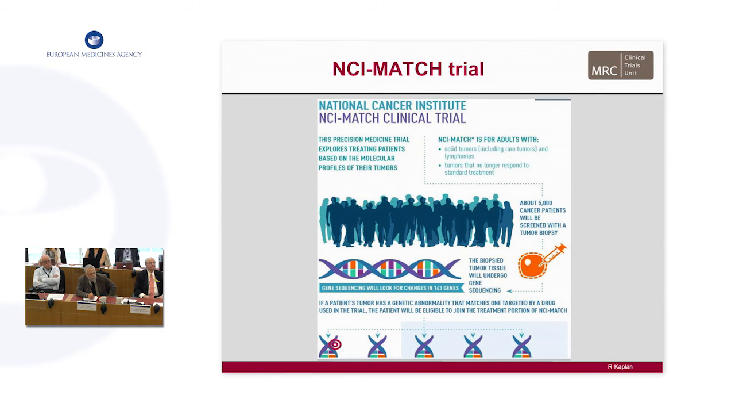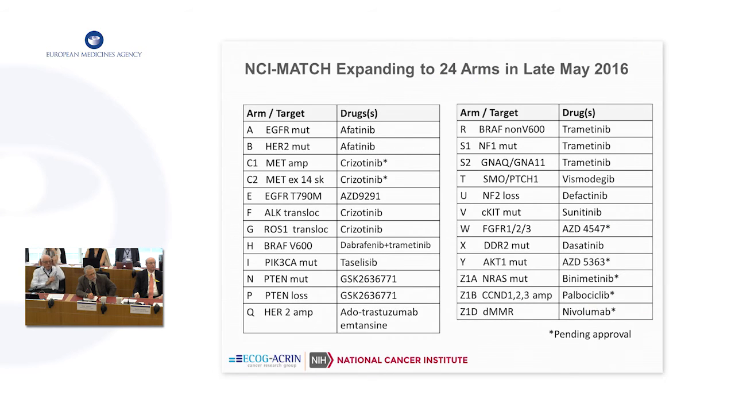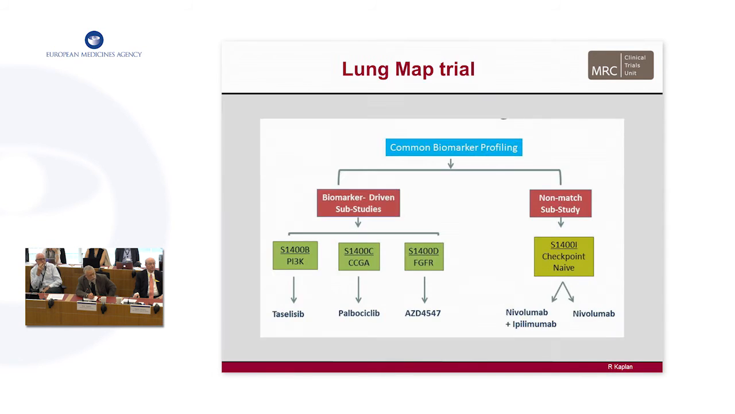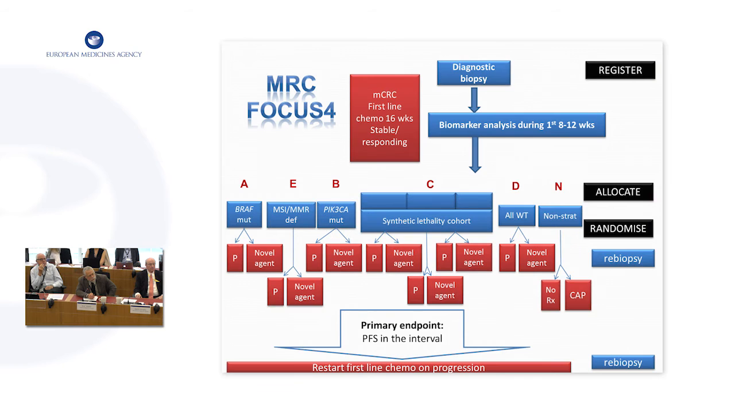You all know all these things, the NCI MATCH trial with 24 arms currently open, I think. In the UK, there's the Lung Matrix trial with about 20 arms open. The Lung-MAP trial in the US is similar. We have here in colorectal cancer something called the FOCUS4 trial, which I'll talk about later.